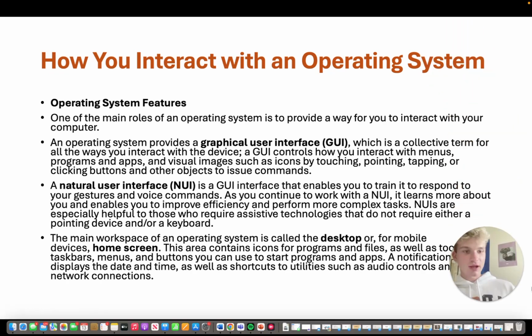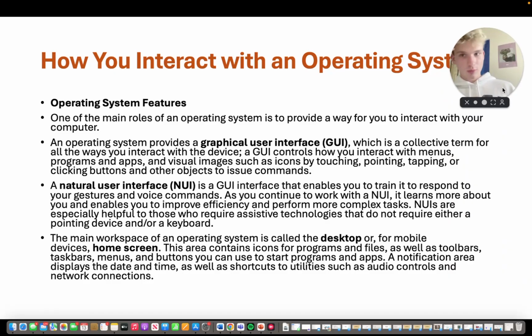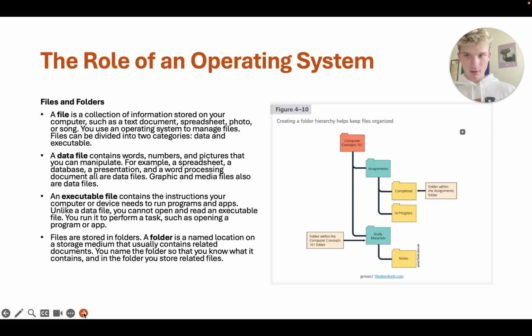We also learned how to interact with operating systems. One of the main roles of an operating system is to provide a way for you to interact with your computer. We learned about the graphical user interface, or GUI. We learned what a natural user interface is. We learned about the role that an operating system has.